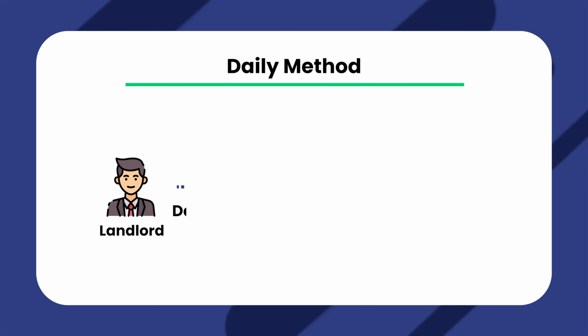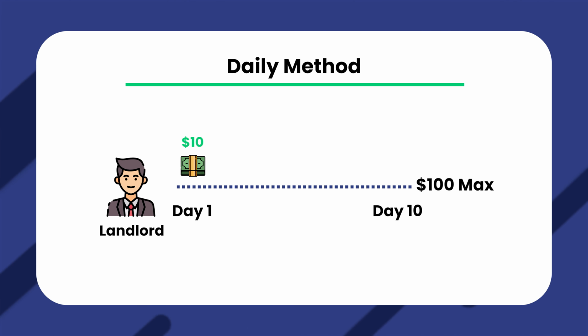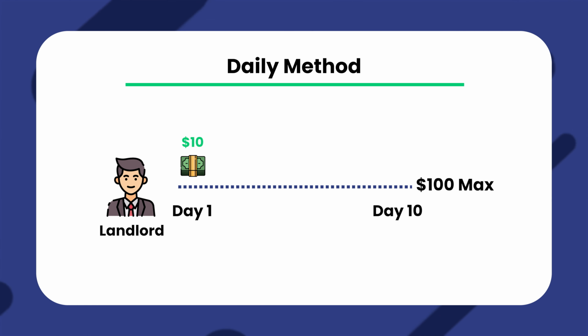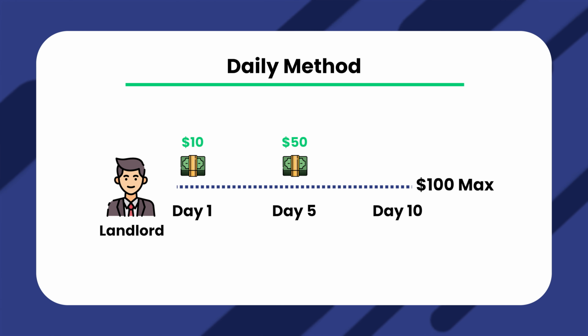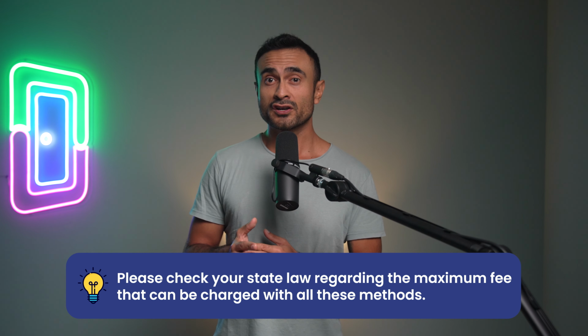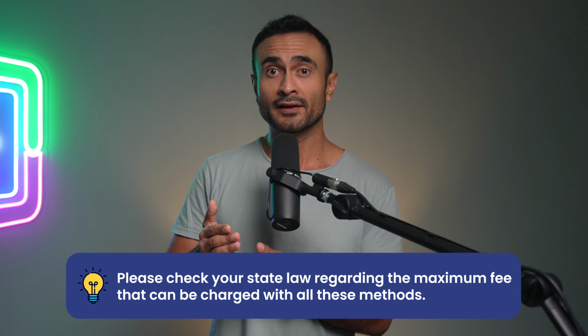For example, a landlord can choose to charge $10 per day that rent is not paid, with a $100 maximum. This means that if the rent is 5 days late, the tenant will only owe $50. The maximum fee that is charged with this method must also adhere to the same laws that apply to the other two methods. So now we know all about late fees and the best ways to administer them. So let's go over some of the best ways to enforce them and encourage your tenants to pay on time.